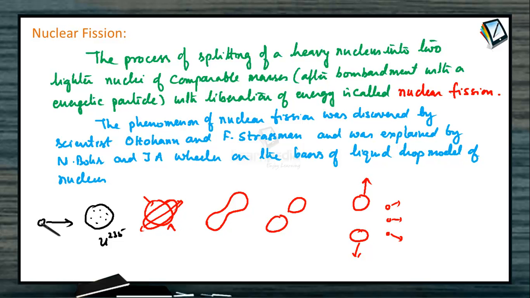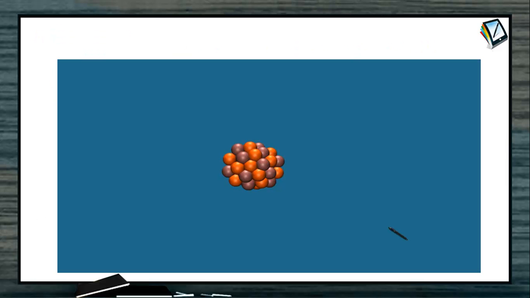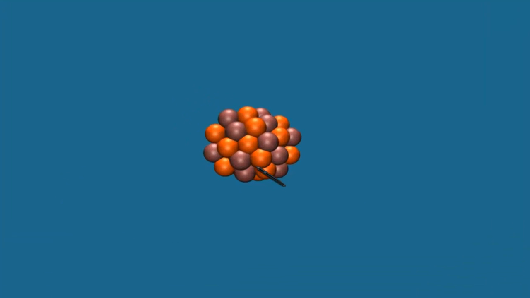As this excess neutron is captured by the uranium, thermal vibrations are set up, it becomes unstable and starts vibrating violently, and takes the shape of a liquid drop. This will extend to the maximum and suddenly it splits up into two nuclei. Let us see this animation to get the correct explanation of how the uranium nucleus is splitting into two parts.